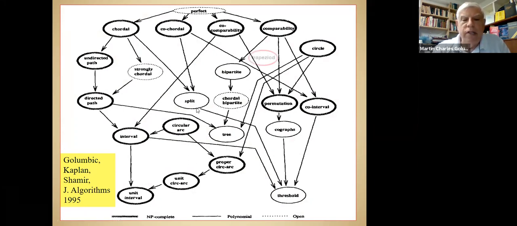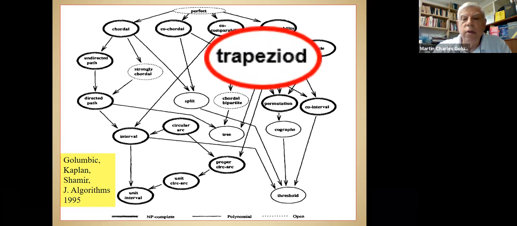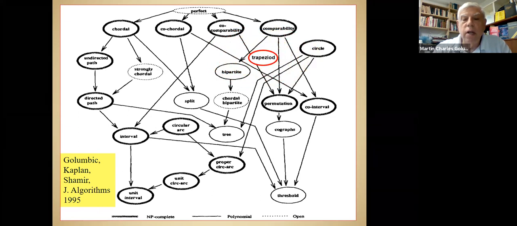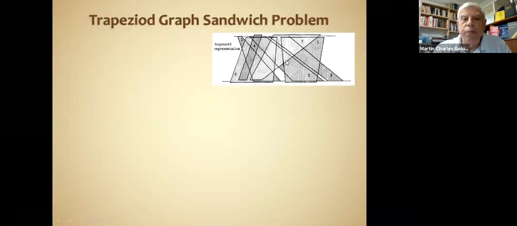The classes that are in thin circles were polynomial, in thick were known to be NP-complete. The dotted ones at that time, like strongly chordal, were open. Since then, strongly chordal and others have been settled. And trapezoid graphs, which weren't in our drawing, but I'd like to tell you about them.